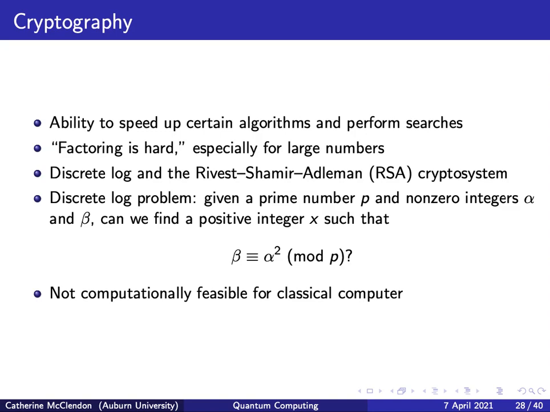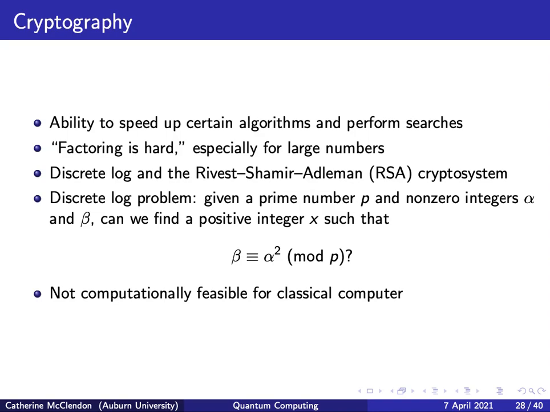Many classical crypto systems rely on the fact that factoring is hard, especially when the numbers to be factored are very large. We have crypto systems such as the discrete log and the RSA, which rely on this fact that factoring is very hard. The discrete log problem is as follows on the screen.